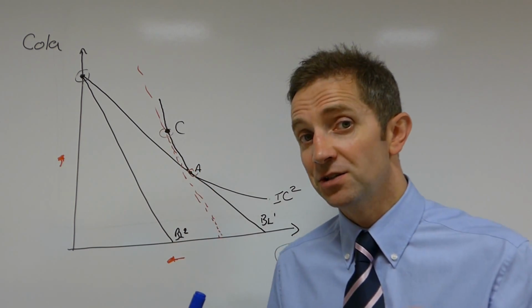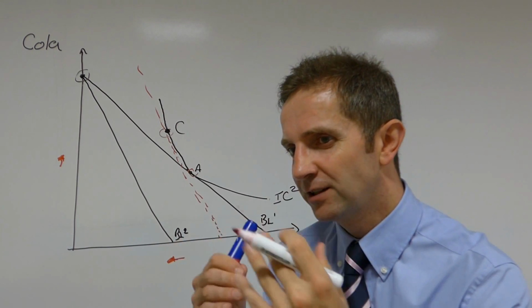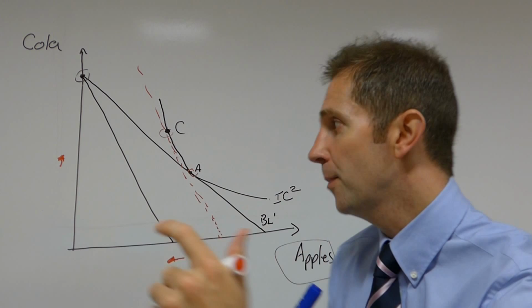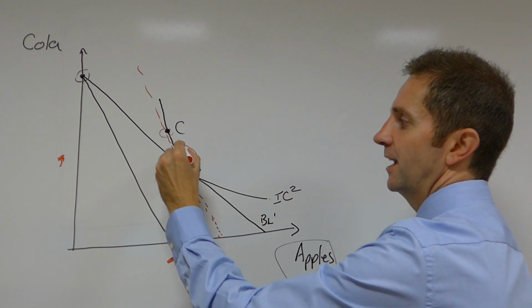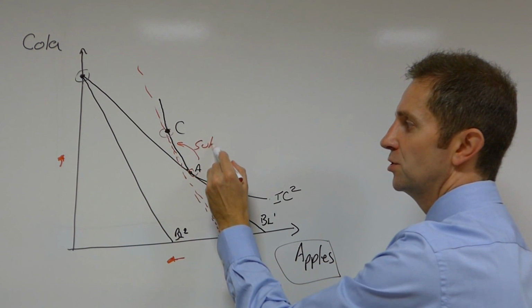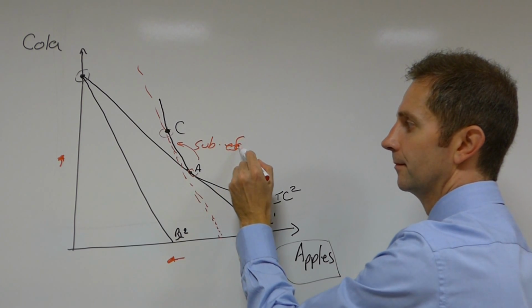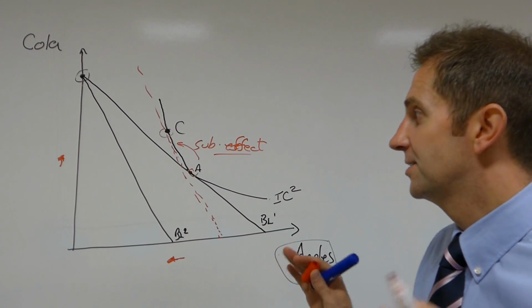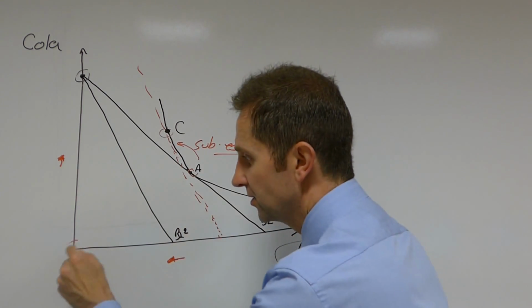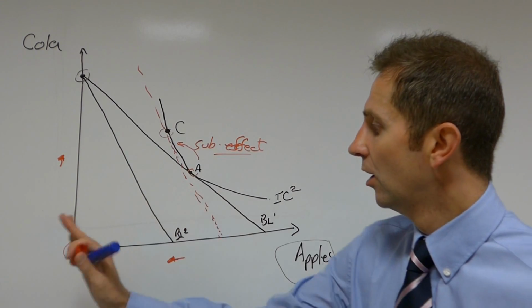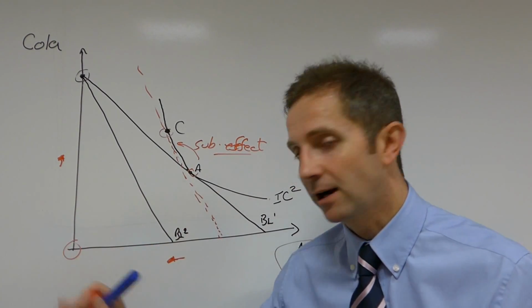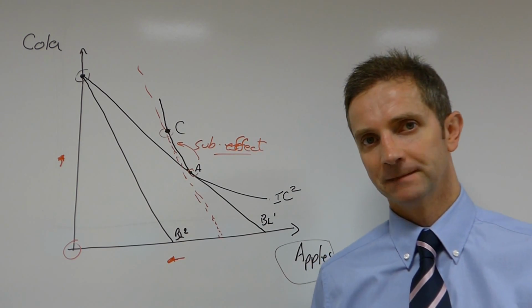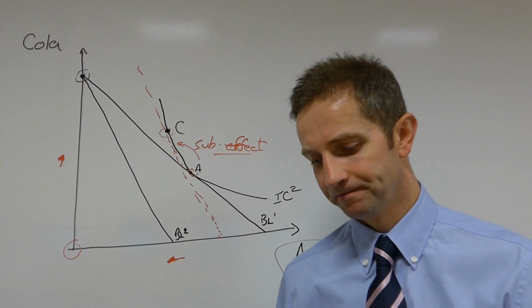And what are we doing here, ladies and gentlemen, when we effectively consume more cola and less apples? We're substituting cola for apples. And so this effect here is the substitution effect. And as you can see here, it's a negative effect because it is moving us back in the direction of 0. It's moving us heading back towards the origin. We're moving left on the x-axis. So that's the substitution effect.